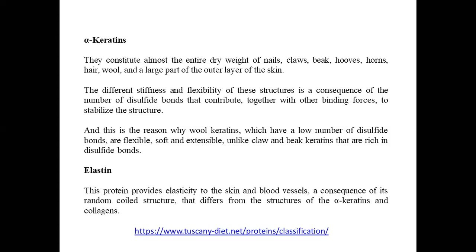Then we have elastin. Elastin gives elasticity to skin and blood vessels, a consequence of its random coiled structure that differs from the structure of alpha keratin and collagens. Then I remember we also discussed in class hydrogen bonding a bit, and homology modeling, threading, and ab initio. We discussed all these already.